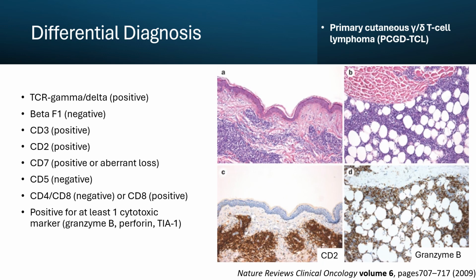Another differential diagnosis is primary cutaneous gamma delta T cell lymphoma. In this entity, we have gamma delta expression by IHC that is positive, and also beta F1 should be negative. Other T cell markers such as CD3, CD2, CD7, and CD4 and CD8 can be expressed, although CD4 and CD8 are usually negative. In some cases, CD8 can be positive, and like in SPTCL, we have cytotoxic markers expressed in primary cutaneous gamma delta T cell lymphoma.